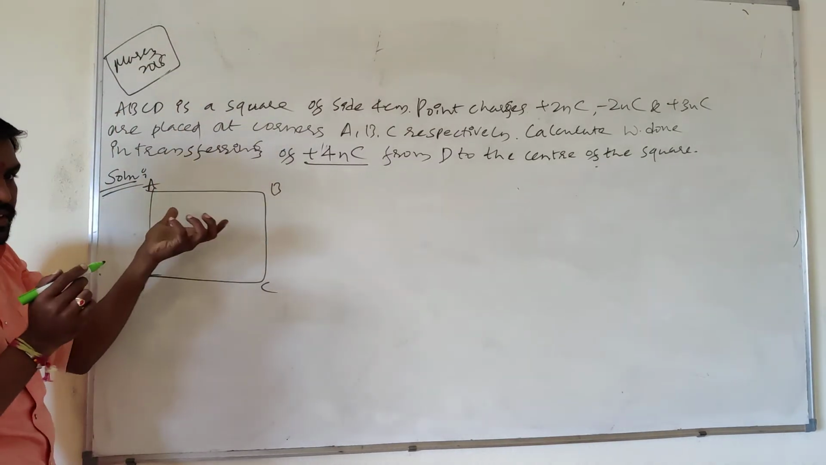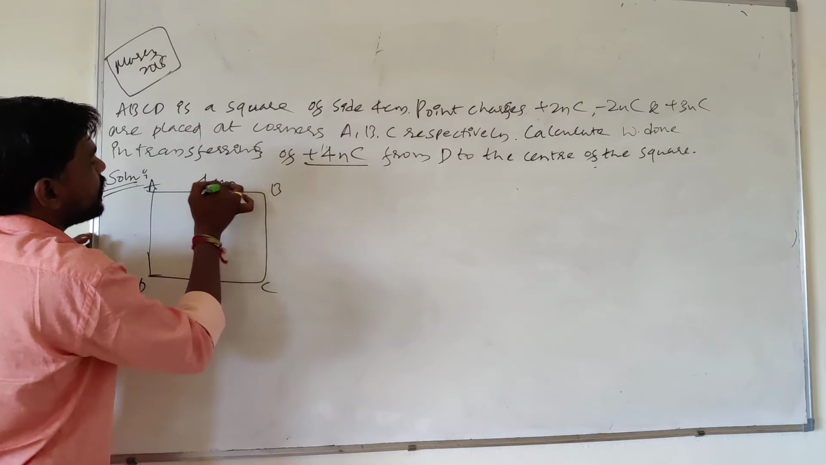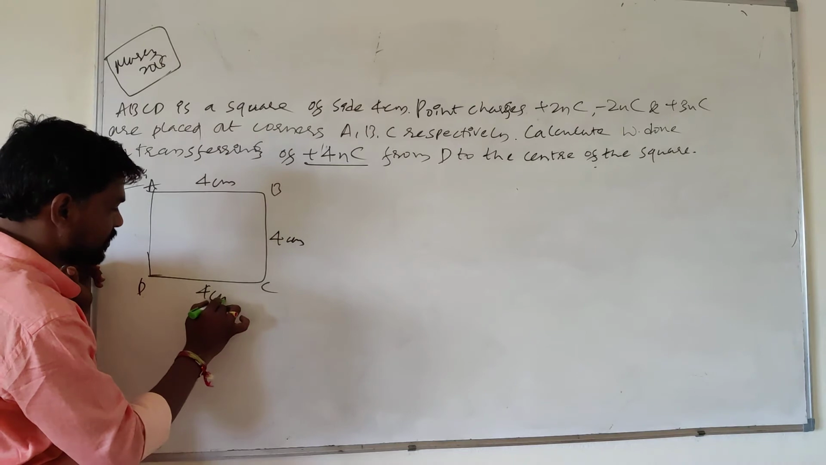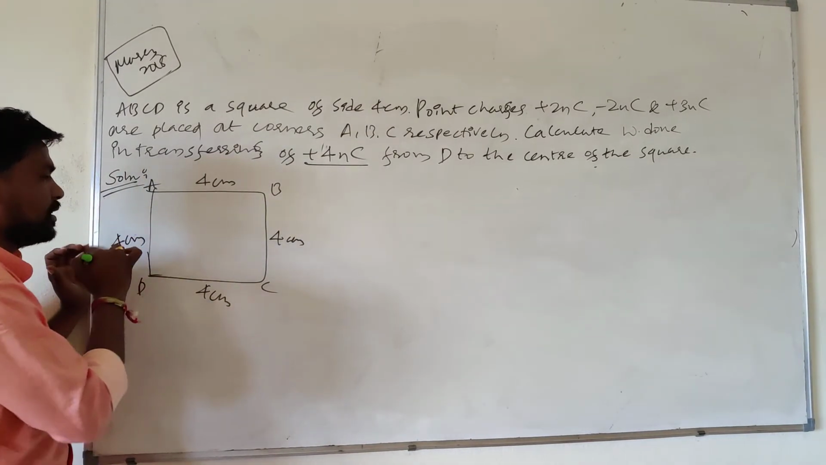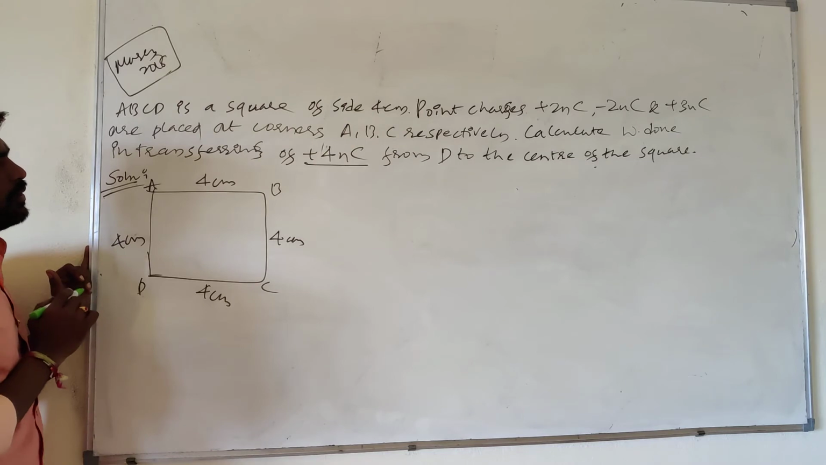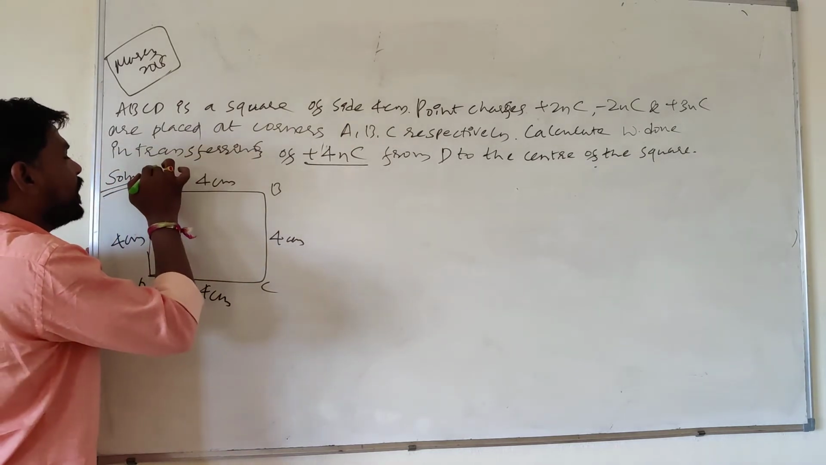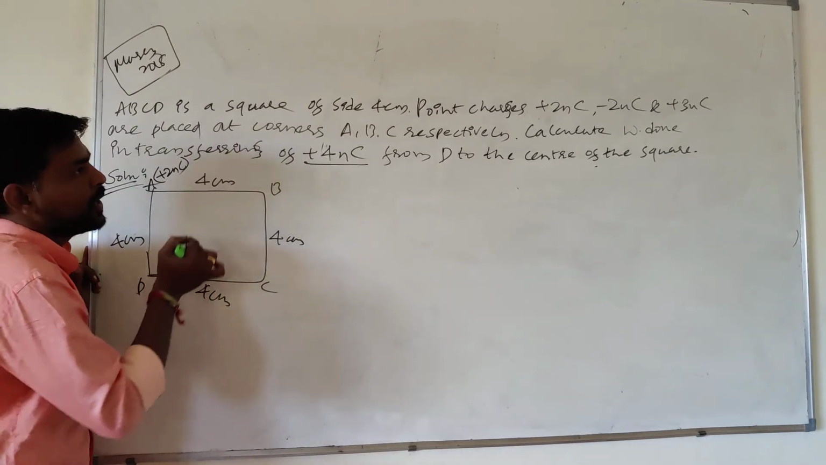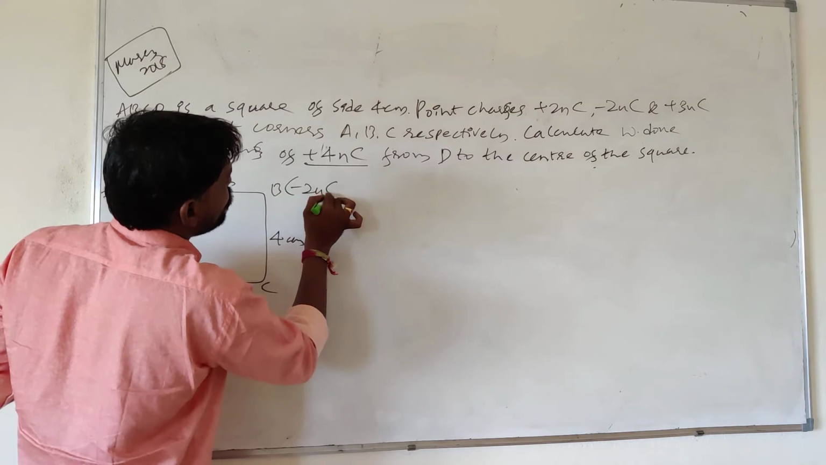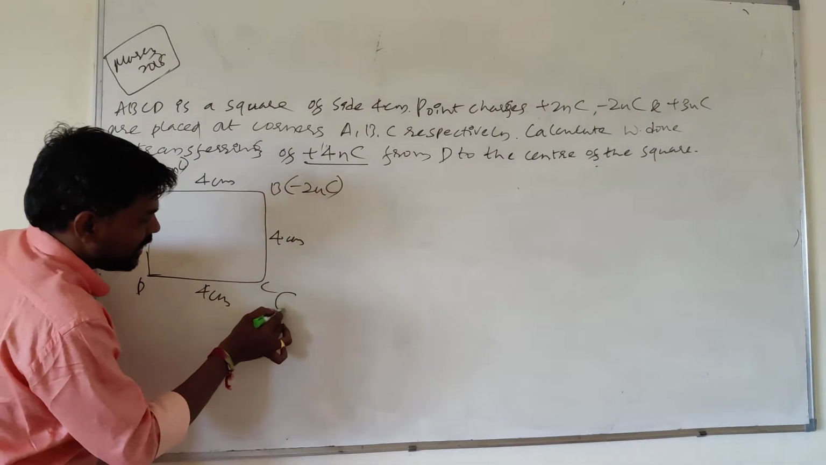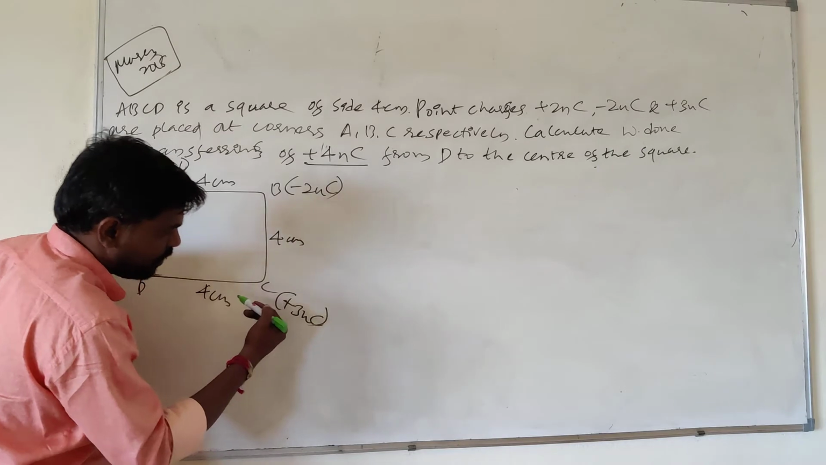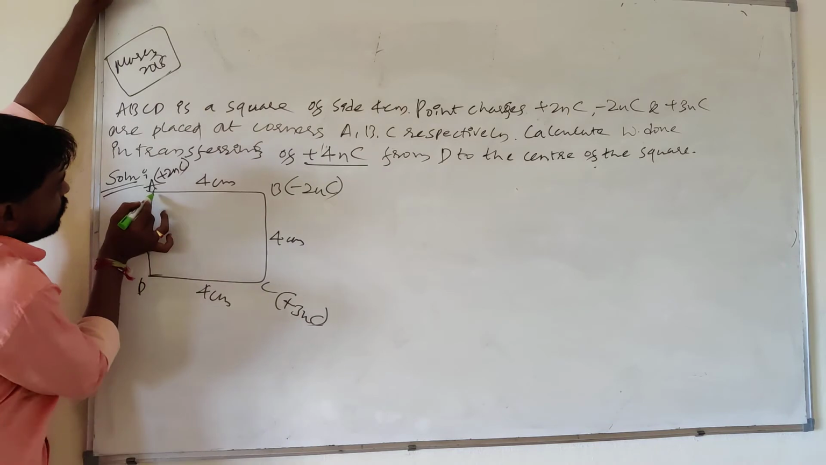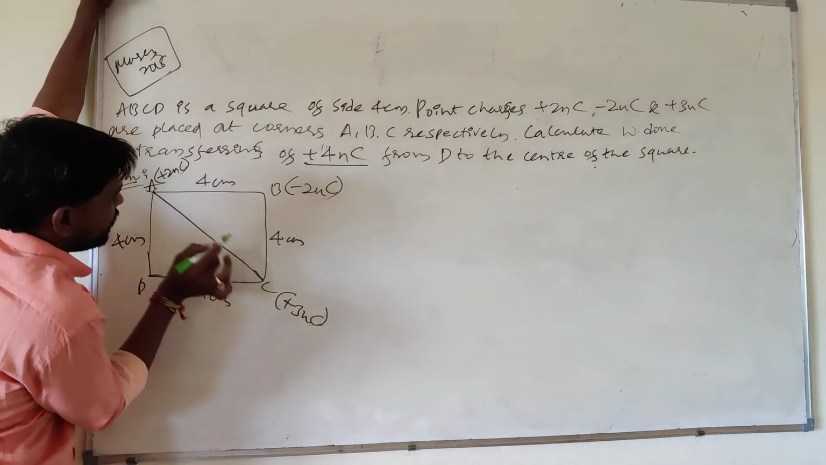Once again I'm going to solve. Here, how much is one side? Just like one side, 4 centimeters. This is also 4 centimeters. This is also 4 centimeters. This is also 4 centimeters. Right. After that one, at point A, place the +2 nanocoulomb charge. Right. At B, -2 nanocoulomb charge. C, +3 nanocoulomb charge. Right. After that one, we are going to consider once again the diagonals.